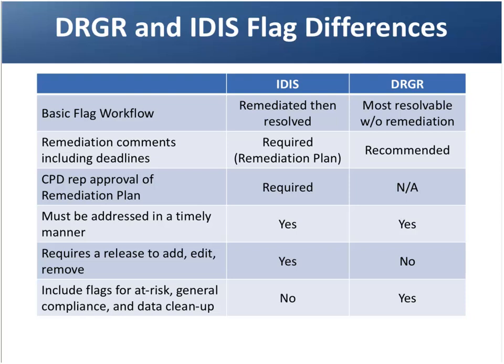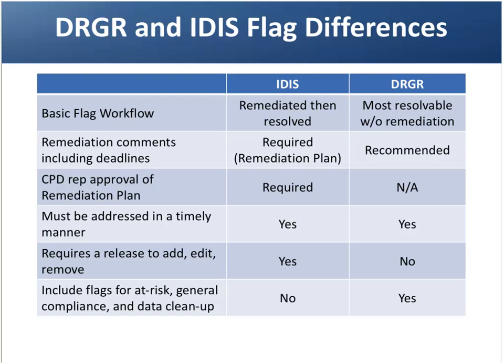In DRGR, it's completely different. A flag will pop up, and you should be able to resolve it almost right away. They should be relatively simple. And if you cannot resolve it, then you have the option to enter a remediation comment. So the basic workflow, IDIS, you remediate it, then you resolve it, whereas in DRGR, you should be able to resolve it almost right away without any remediation process necessary, although you have the option to enter a comment if you want, or if your CPD rep requests it.